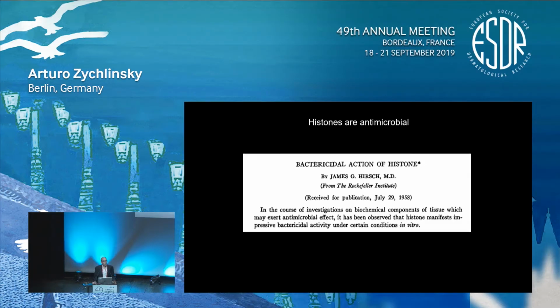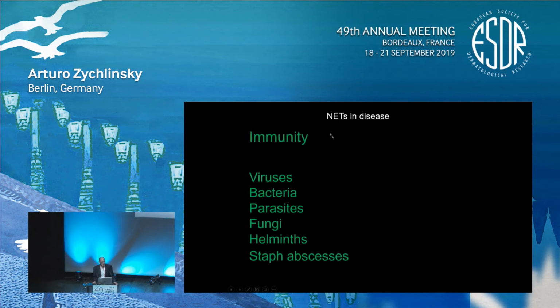How histones kill microbes is something that also interests us very much. We have no idea, but we propose that histones actually evolved with two functions. One is to arrange eukaryotic chromatin, and the second is to be an antimicrobial molecule. So the nets, as I already mentioned, evolved because they are important in immunity. They are very ancient, and they are important in preventing the dissemination and growth of bacteria, viruses, parasites, fungi, and helminths. And for today's discussion, it is also important that staph and group B strep abscesses have been shown to be full of nets.